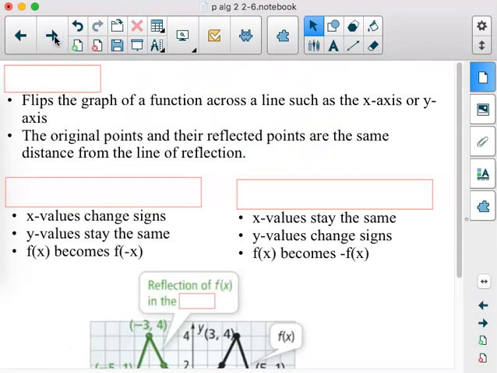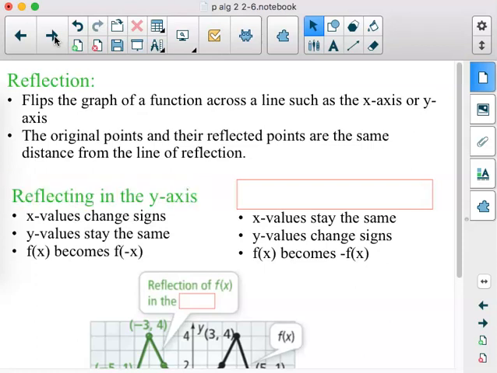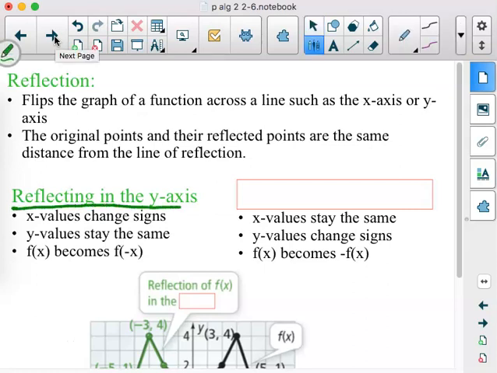Now, the other kinds of transformations that we can have. We can have a reflection. Reflections are an equal but opposite distance on the other side of whatever it is you're reflecting over. So it flips the graph of a function across a line, such as the x-axis or the y-axis. And the original points and the reflected points are the same distance from that line of reflection. So all we have to remember is equal but opposite for reflections. Equal but opposite.